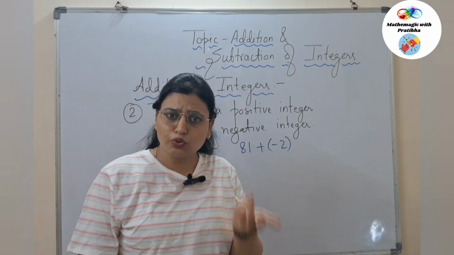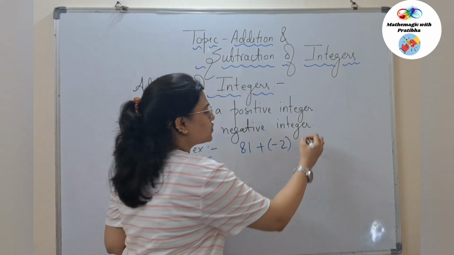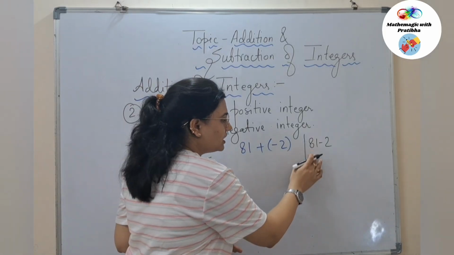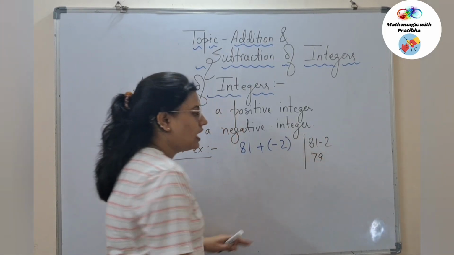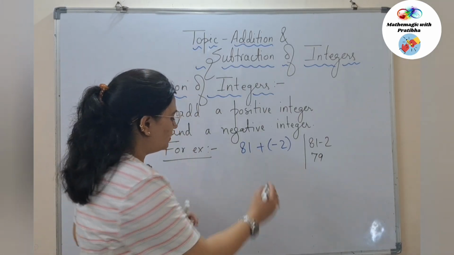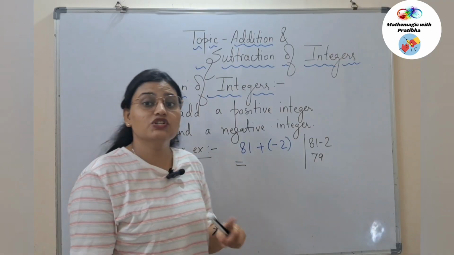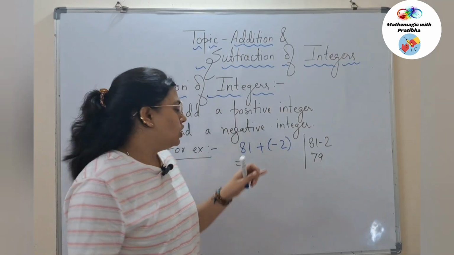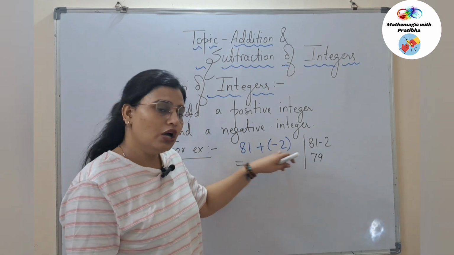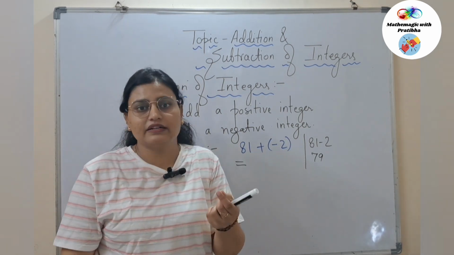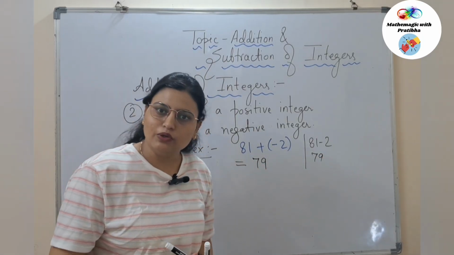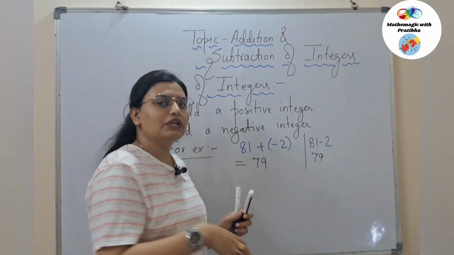Whenever we have to add two different sign integers, first we have to find the difference of the absolute values of both integers. So 81 minus 2 is 79. Now the answer will be 79, but with which sign? For the sign we have to check which integer has the greater absolute value. 81 has the greater absolute value, and minus 2's absolute value is 2. So the sign will come according to the greater absolute value. So here 79 will be positive.